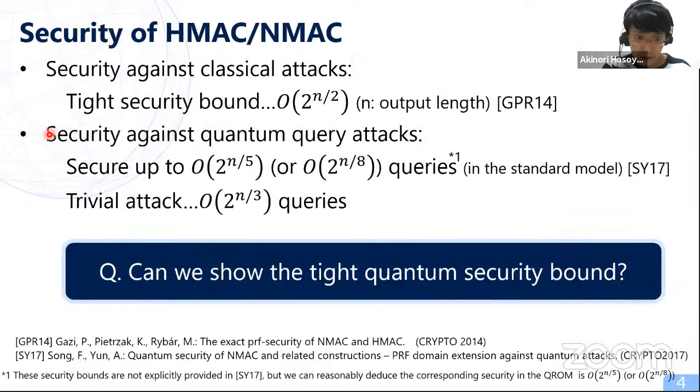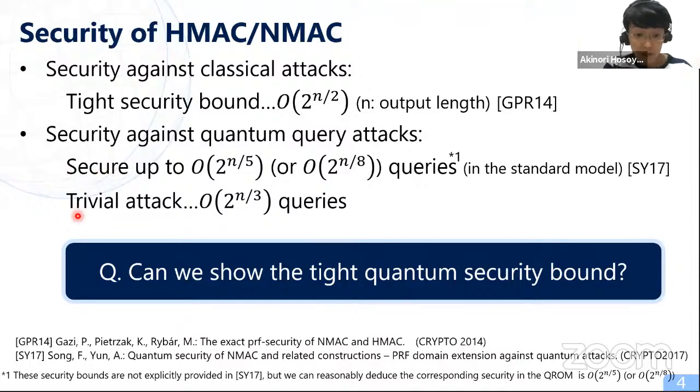And in the classical setting, the security of HMAC and NMAC is well studied. And it is proven to be secure against classical queries up to 2 to the power n over 2 classical queries. And so in the quantum setting, Song and Yun proved that HMAC and NMAC is also indistinguishable from a random function up to order 2 to the power n over 5 or 2 to the power n over 8 quantum queries.